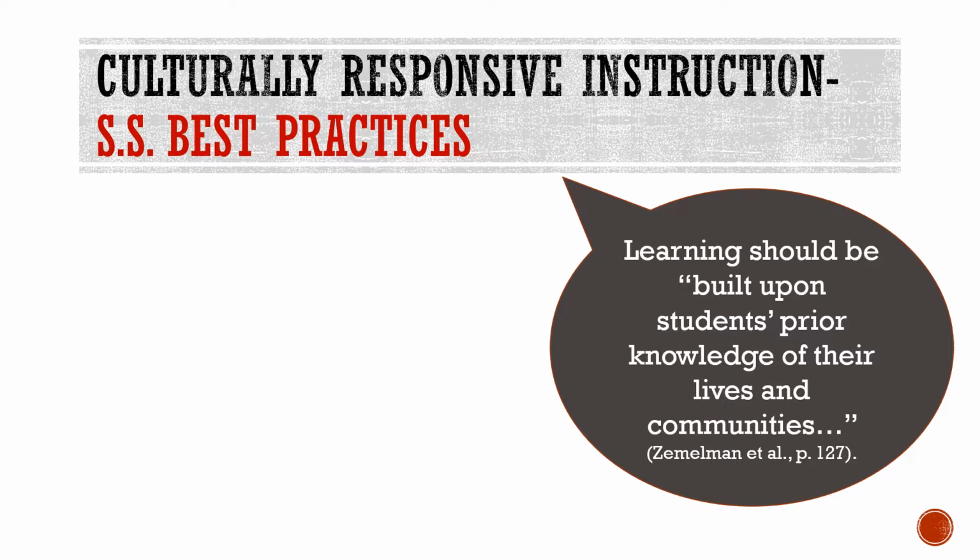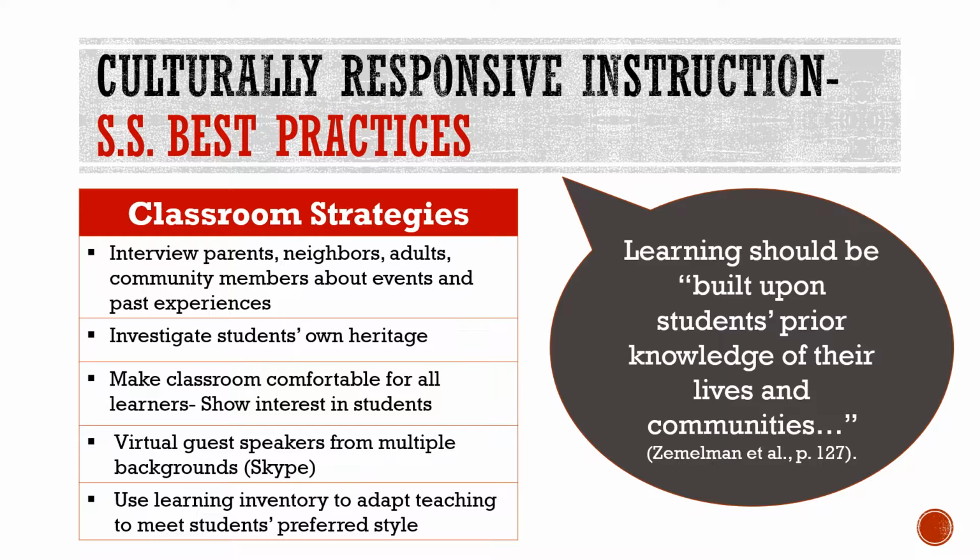Another best practice to be more culturally responsive is to build upon students' prior knowledge of their lives and communities. This may look like interviewing parents or neighbors or community members about events going on or their past experiences. It could just be investigating the student's own heritage by going home and asking their parents to tell them more about themselves, or by using something like Ancestry.com on the computer to learn more about their own heritage.